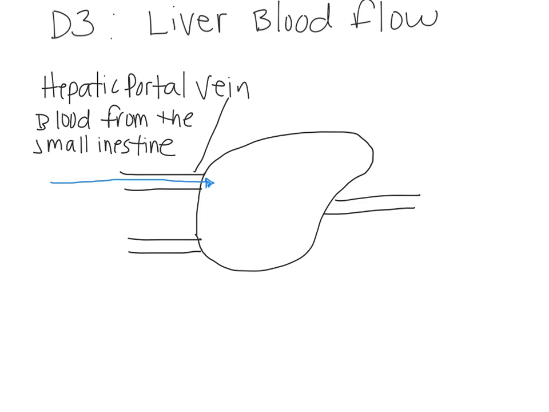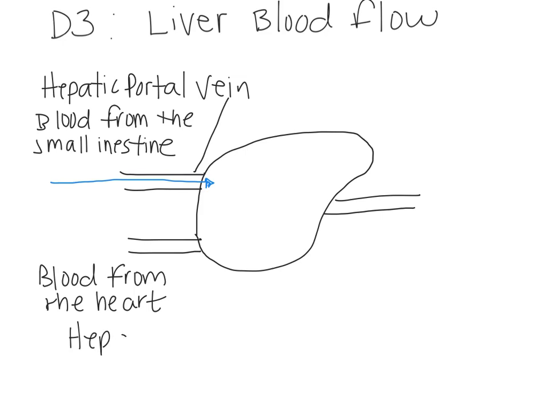This blood vessel brings in blood from the heart, specifically through the aorta, and this is called the hepatic artery. And this again is bringing in oxygenated blood from the heart to the liver. In the liver is a series of tubes that are kind of like capillaries, but they are called sinusoids. We'll cover that in the next drawing, but these sinusoids are going to process the blood from the hepatic portal vein and the hepatic artery.